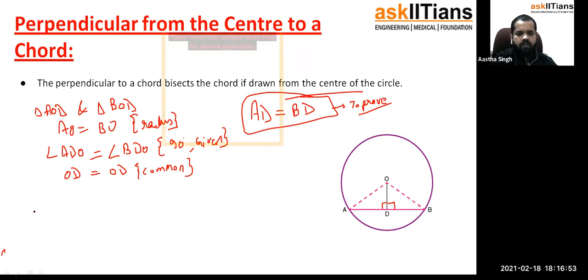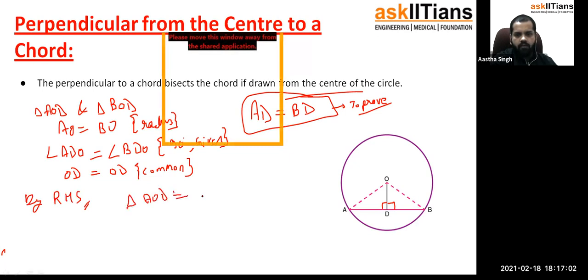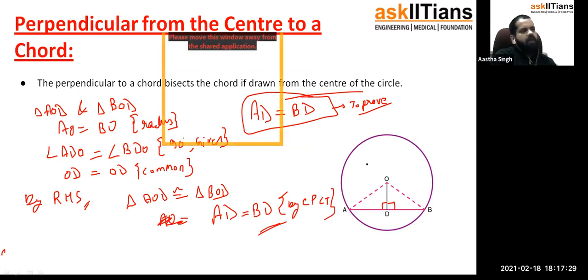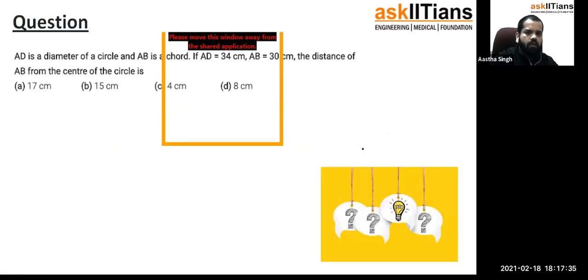So by RHS, right angle hypotenuse side, these two triangles, AOD is congruent to triangle BOD, right? So in that case, sorry, AD will be equal to BD. Why? Corresponding parts of congruent triangles. I think the point is very much clear to you, right? Always just keep in mind the result we have obtained, that any perpendicular from the center to the chord will bisect the chord, right? Okay, we'll now do a question.